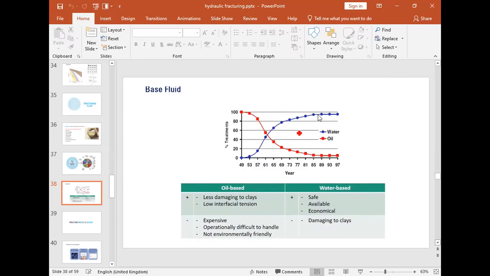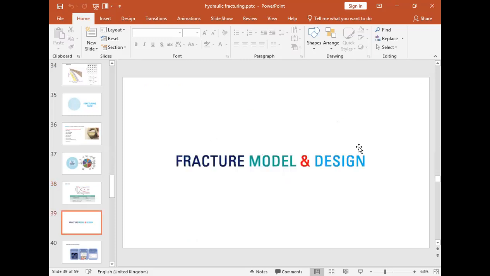So what the curve that we have here is showing us is the trend of fluid that has been used from when all of this started right up to our present time. Originally, when all of this idea was initiated, what was used was oil-based. But as time went on, it was gradually shifting from oil-based into water-based.